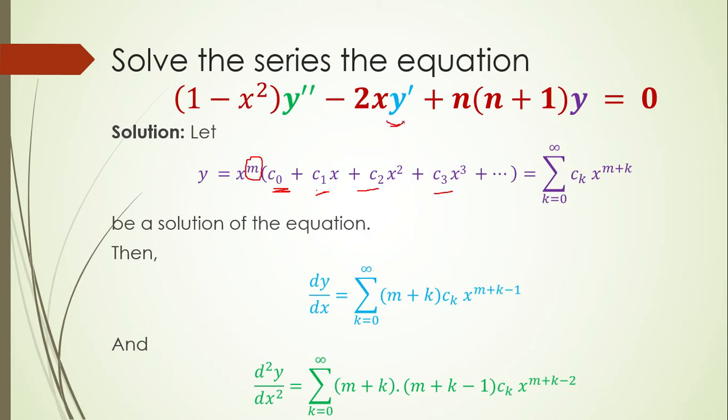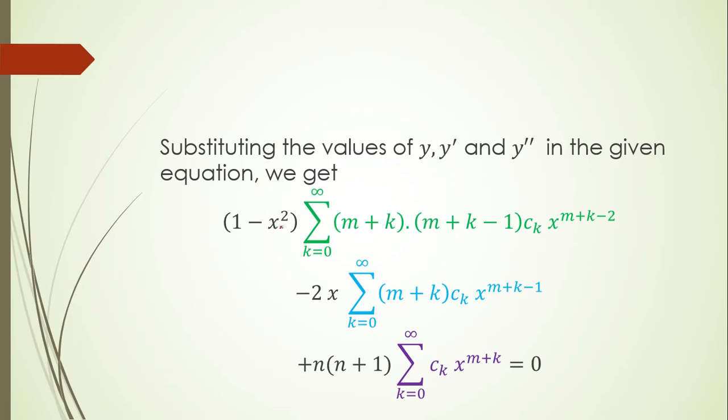We have to find the first derivative of y and the second derivative of y. So dy by dx is equal to this, and the second derivative d2y upon dx square is equal to this, and put the values of y, the first derivative of y and the second derivative of y in equation number 1. So we get the equation (1 minus x square) into, this is the value of the second derivative, this is the value of the first derivative, and this is the value of y.